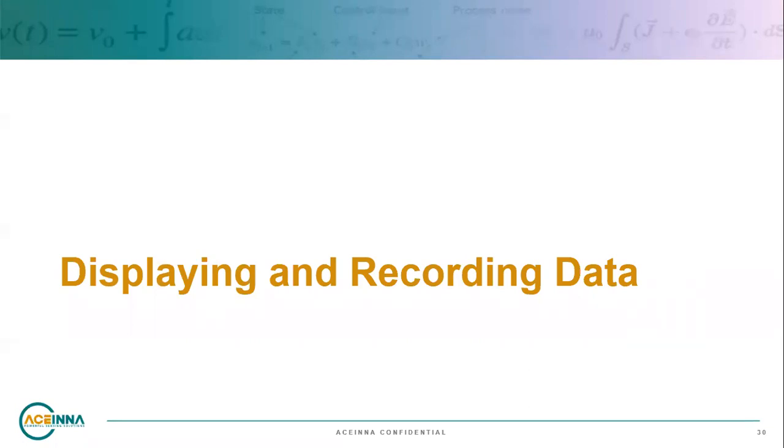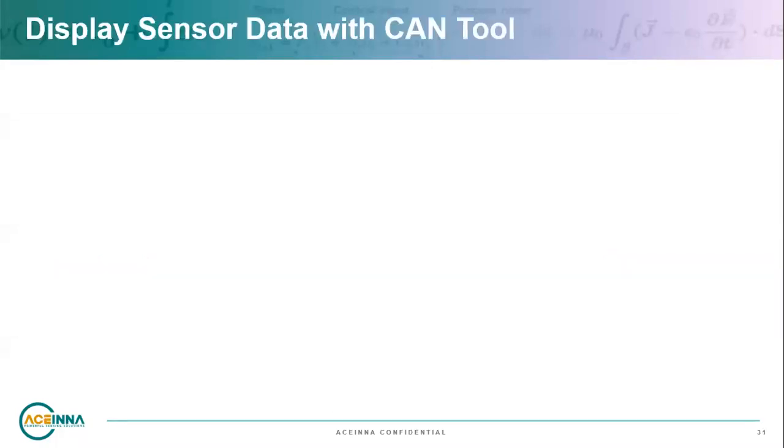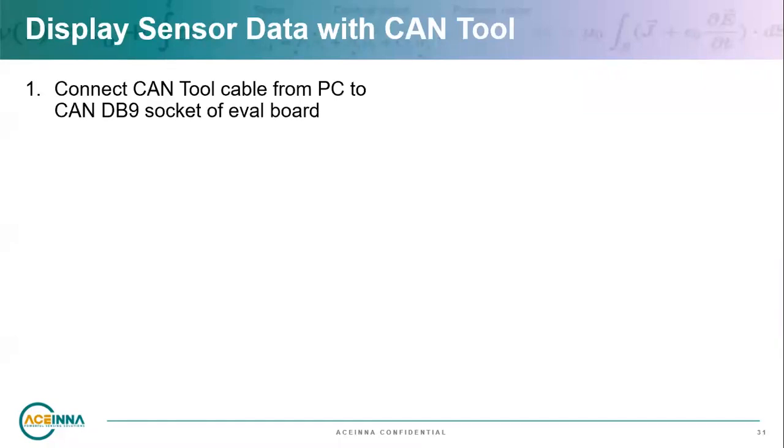After all the uploading is done successfully, you want to check and make sure this custom CAN message is getting outputted by the OpenIMU product onto the CAN bus. For this, you can use any CAN tool that is available to you. I'm using the CAN Komodo tool. I've connected my CAN tool cable from the PC to the DB9 socket of the eval board. Make sure you have 120 ohms termination on your CAN bus.